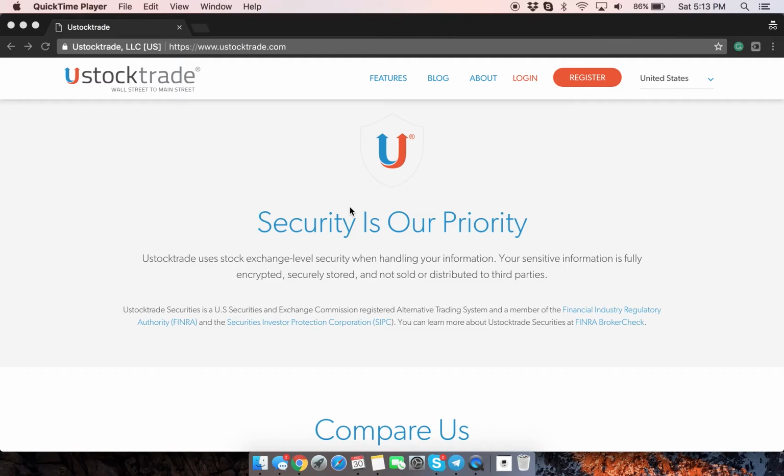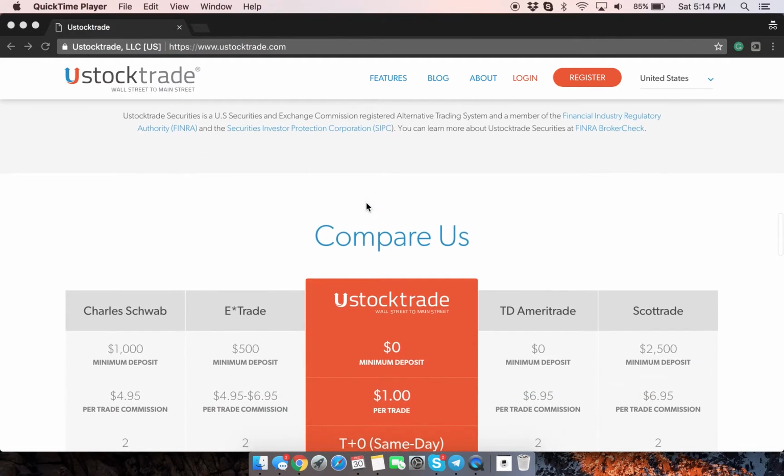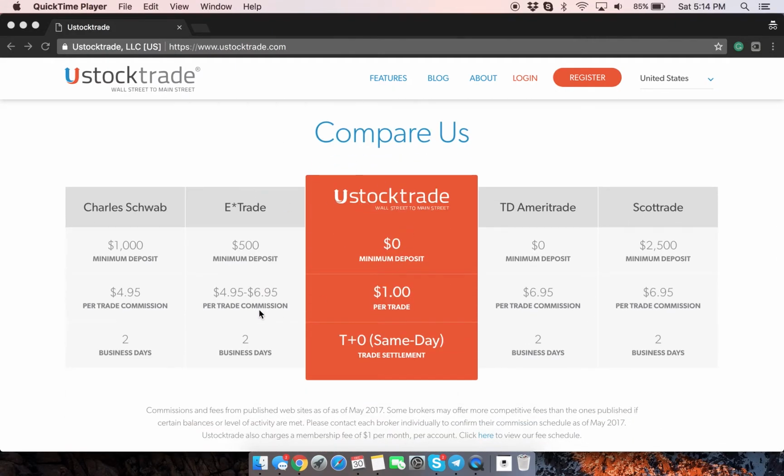So if you're still offshore, I would still recommend using SureTrader. But UStockTrade does really well if you're based in the US and you're a US citizen, or you have a green card, or you're just a registered person. Now here you can see their chart where they compare everything. Look, UStockTrade has no minimum deposit. This is almost like never seen before. Even SureTrader has like a $500 minimum.